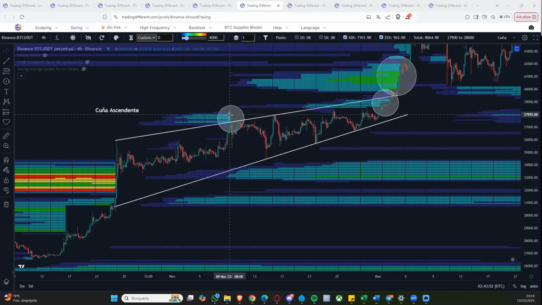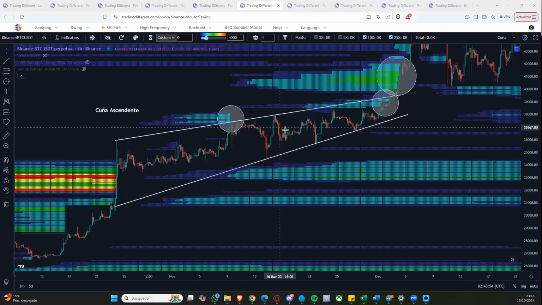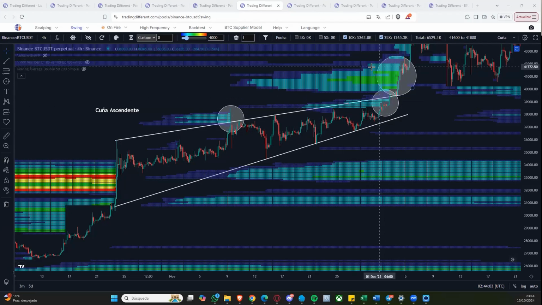Here, even within the wedge, new short positions are generated. To break the wedge, the price needs new liquidity, which is accumulated while remaining in range. The breakout occurs only when a sufficient amount of liquidity is reached. When the necessary liquidity is reached, the price can break out.